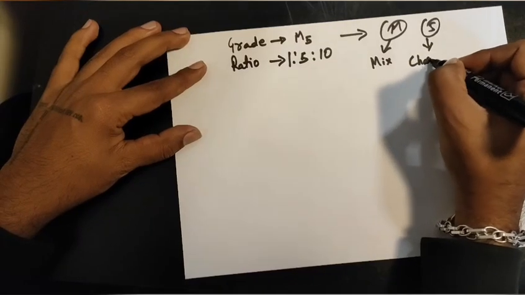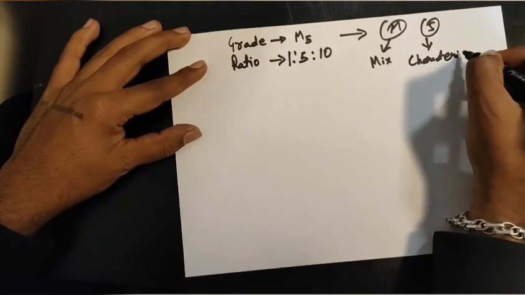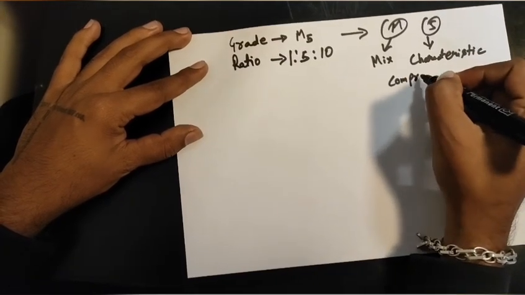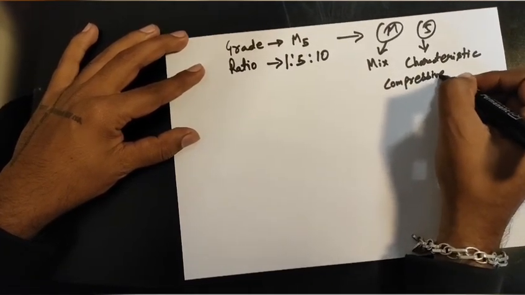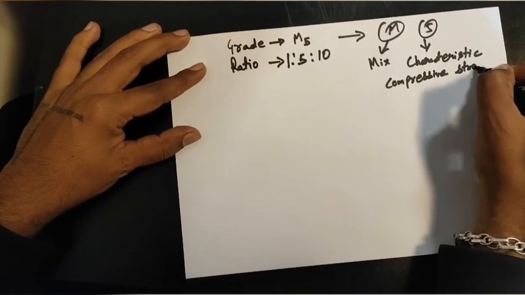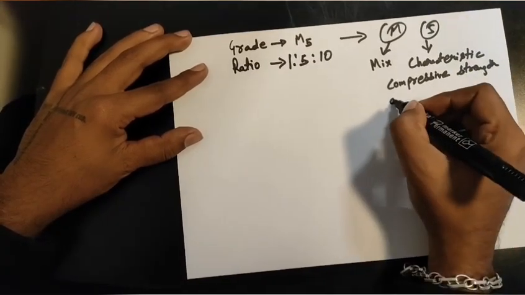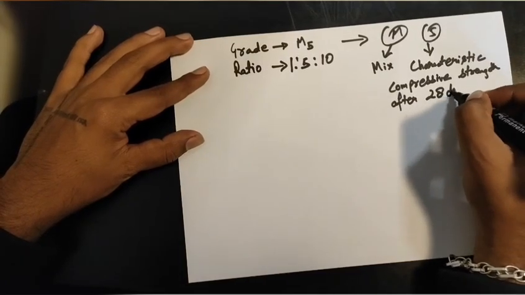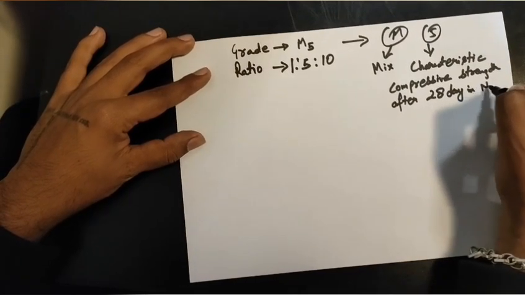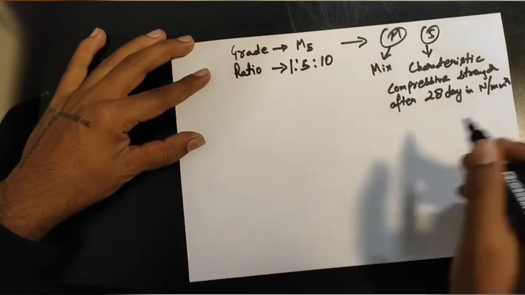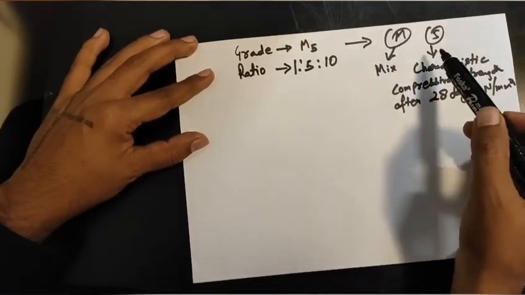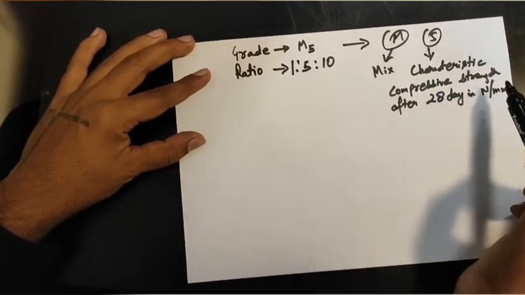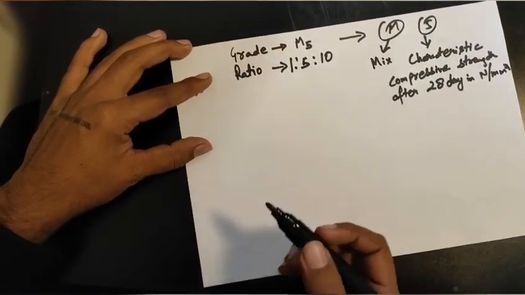characteristic compressive strength after 28 days in Newton per mm square. So it's the mix design whose characteristic compressive strength is 5 Newton per mm square after 28 days.